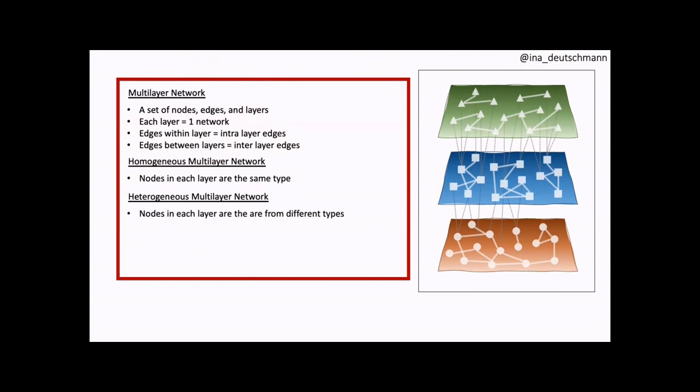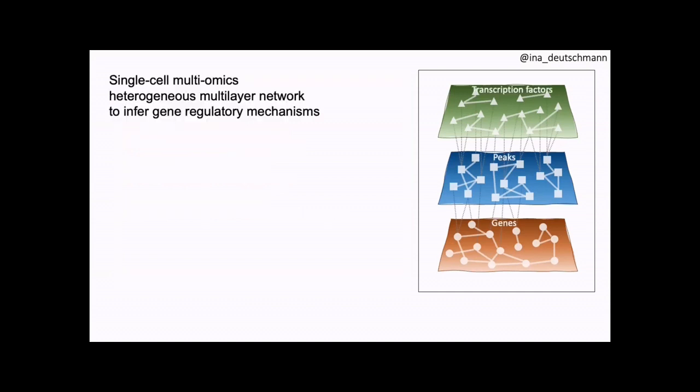If the nodes are different, the multilayer network is heterogeneous. And this is what we envision: a single-cell, multi-omics, heterogeneous, multilayer network that we can then use to infer gene regulatory mechanisms. We can use it to predict transcription factor gene regulations, but since we keep the different modalities within our framework, we may also be able to infer other biological relationships, such as enhancer gene relationships.